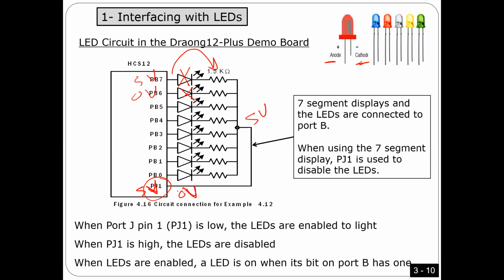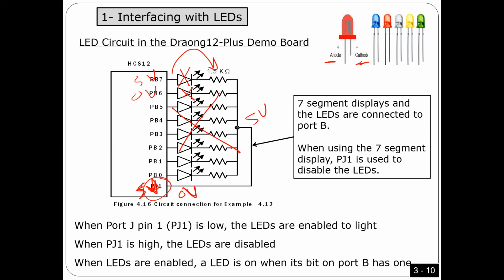Sorry, the LED is not 7 segment. So if I put here 0 volt, that means you can turn on and off any LED. However, if you put here 5 volt, they are disabled. Okay, so why did we do it this way? As I told you before, this is simply because of the way the board is designed.